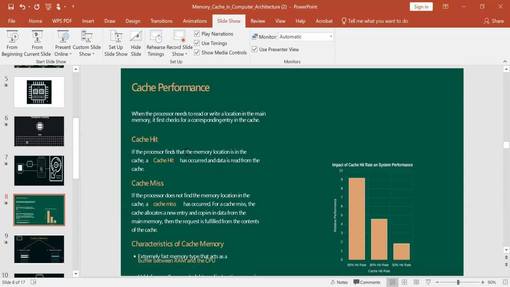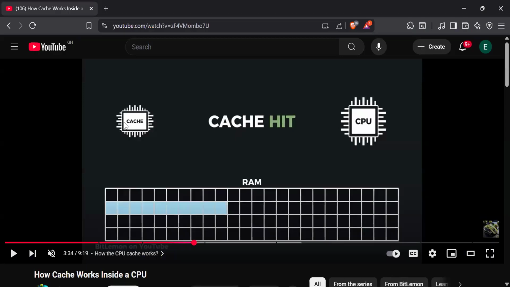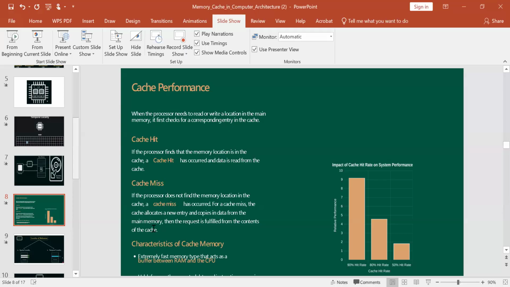If the processor finds the memory location in the cache, a cache hit is said to have occurred. However, if the processor does not find the memory location in the cache, a cache miss has occurred. That is, we have missed the data. So what then happens, from the simulation we just did, is that the cache will go ahead and pick up that data and all other nearby locations or addresses in the RAM and then store it, knowing very well that the CPU will make a request for this particular data sooner or later.